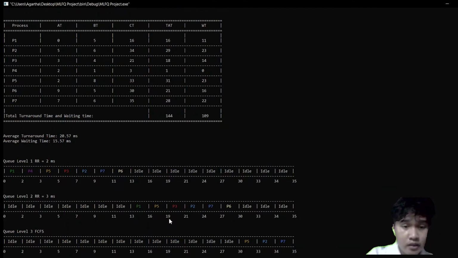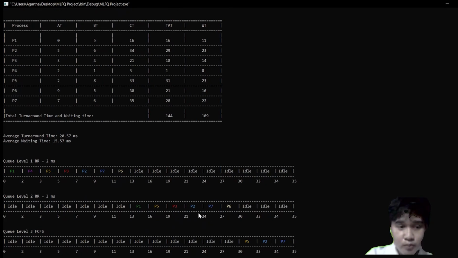So at time 19, P3 was ready to execute and ended at time 21 milliseconds. Since P3 completed its burst time, there's no need to go to queue level 3. So at time 21 milliseconds, P2 was ready to execute and ended at time 24 milliseconds. Since P2 has a remaining time of 1 millisecond, it shifts to queue level 3.